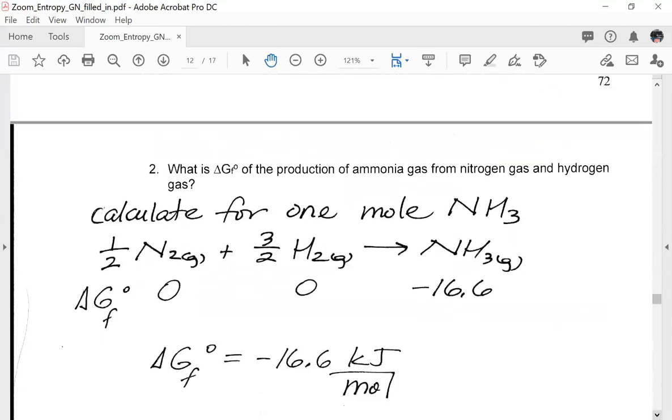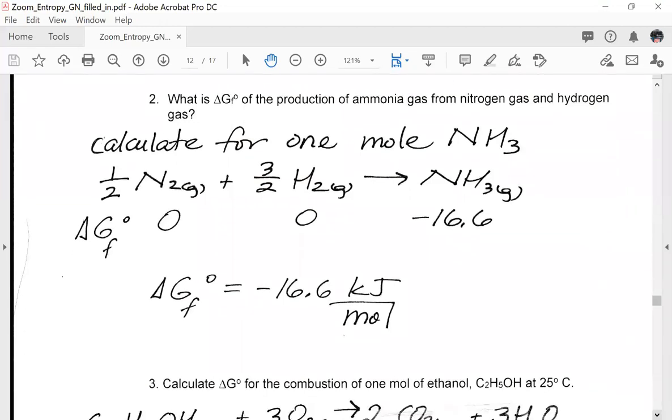Okay, so what is the delta G of formation for the production of ammonia gas from nitrogen gas and hydrogen gas? We're going to calculate for 1 mole of ammonia. So we would have 1/2 nitrogen gas plus 3/2 hydrogen gas to get 1 mole of ammonia. We can get our delta G of formation from our table in the back of the book. This is 0, 0. This is a minus 16.6. So I'm just going to simplify this because it's products minus reactants, and these are 0. So my delta G of formation at standard state for the formation of ammonia gas is minus 16.6 kilojoules per mole.